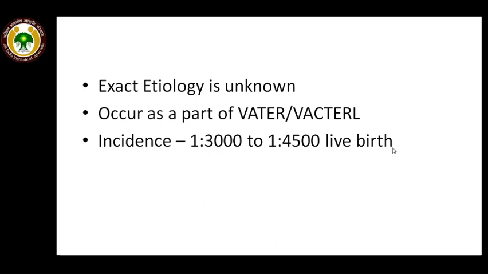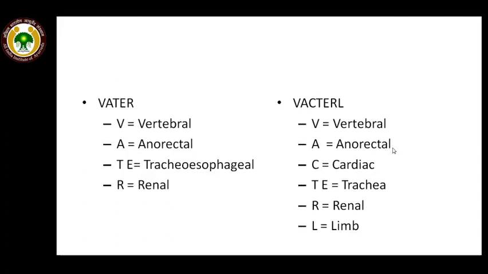So what is this VATER and VACTERL? We have to understand that. VATER means vertebral, anorectal, tracheoesophageal and renal anomalies. All these are combinedly associated. So if there is a tracheoesophageal fistula, then always look for vertebral, anorectal and renal anomalies. There are obviously associated comorbidities. Similarly, VACTERL is vertebral, anorectal, cardiac, tracheoesophageal, renal and limb abnormalities.